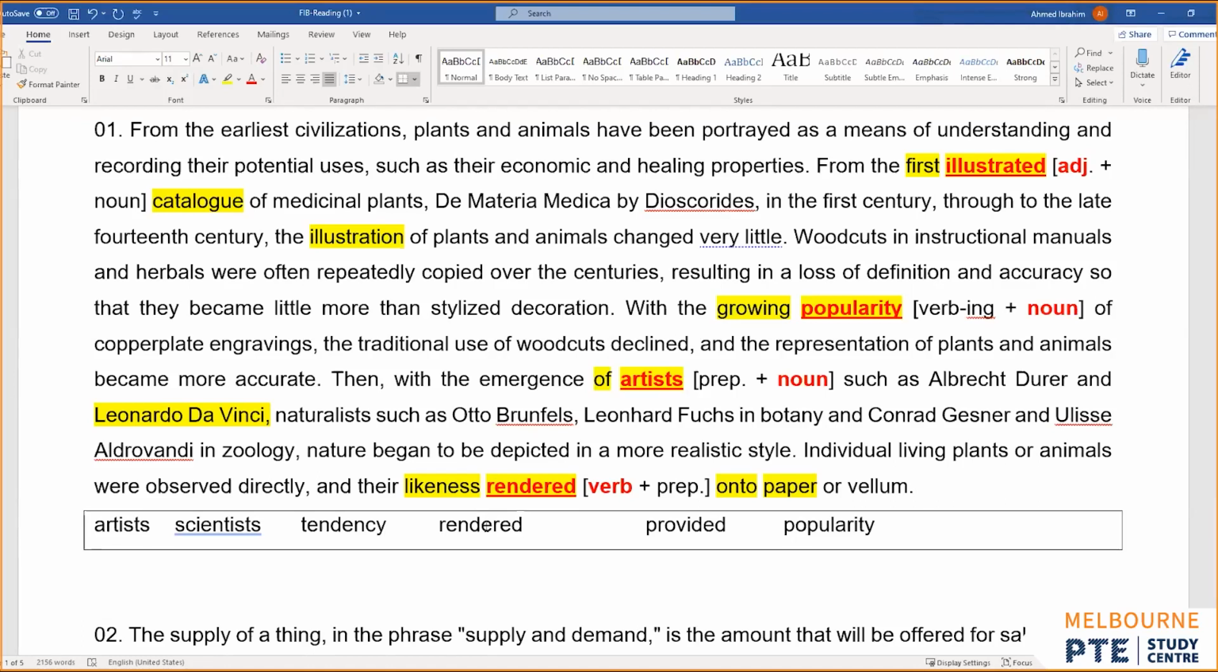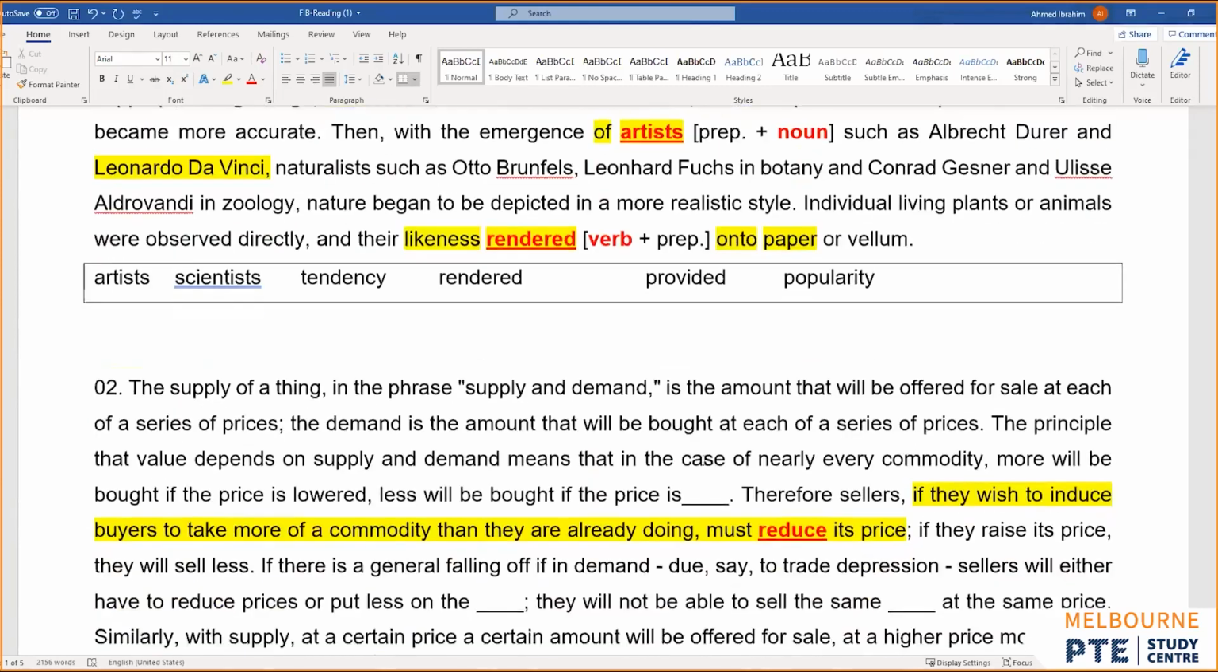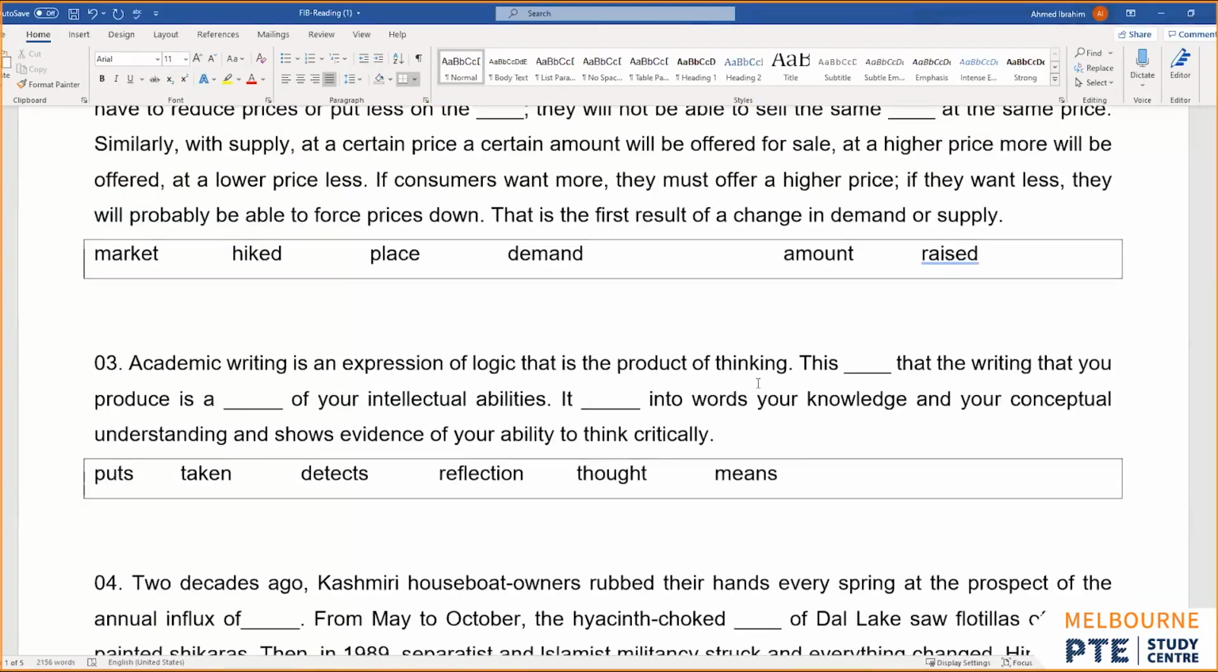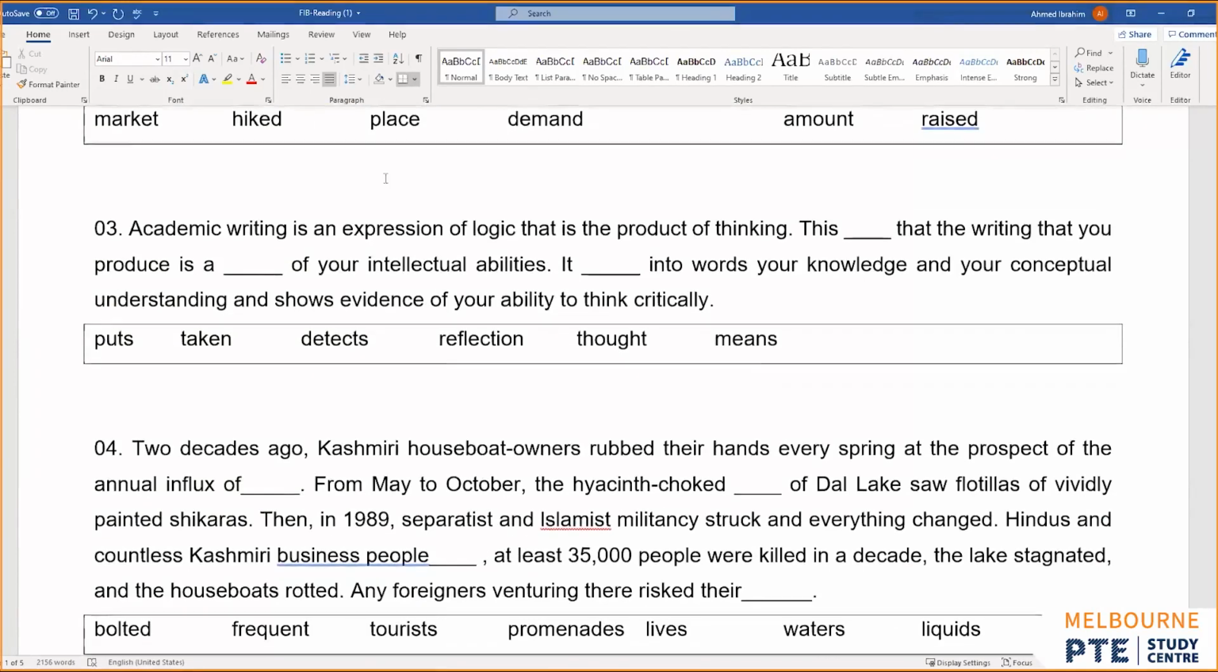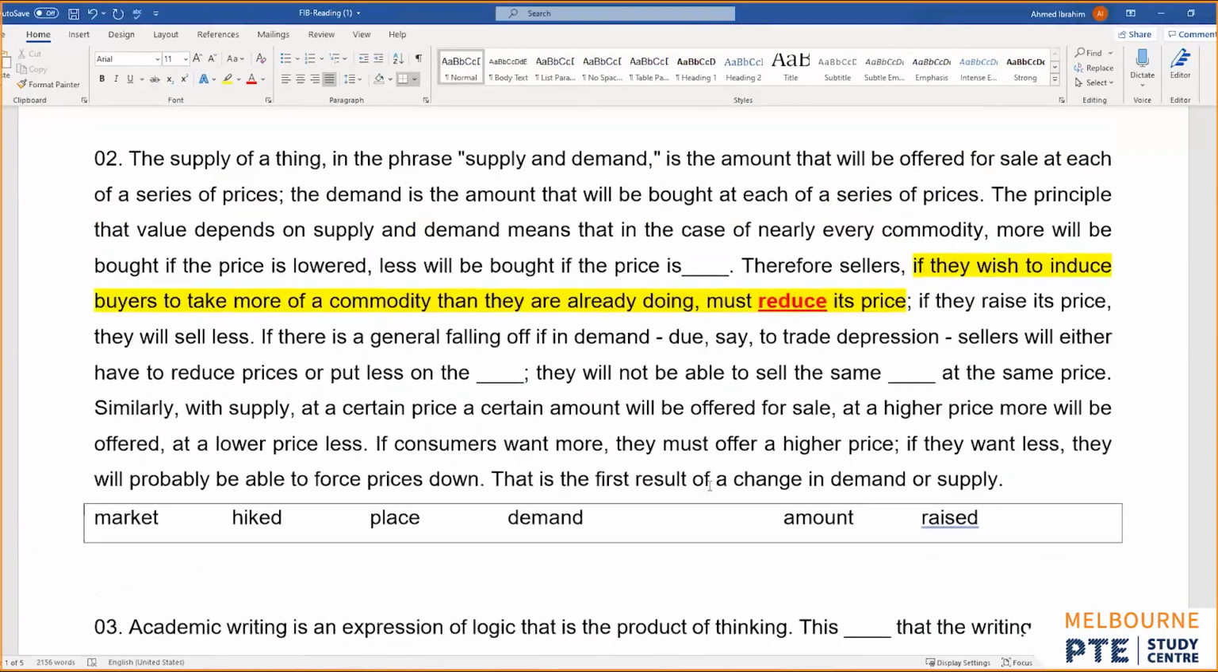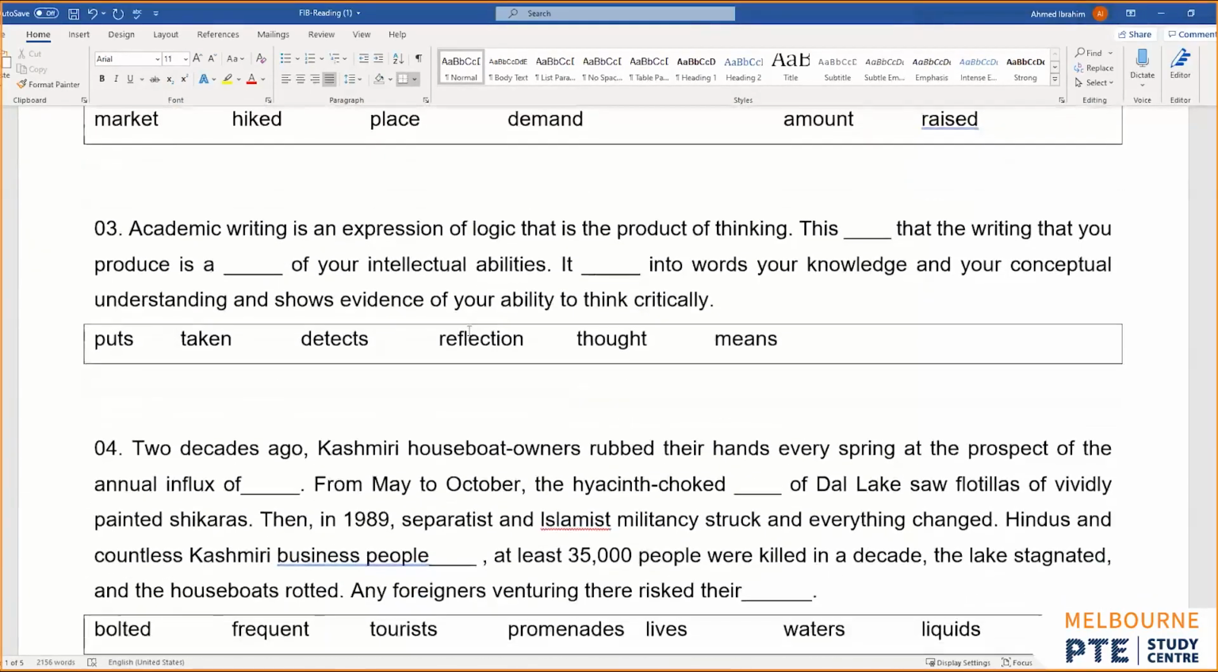Okay. All right. Now, moving on to the next question. This is an easy one. Let's do this one. Okay. Now go through this. Keep the rules in front of you as well. This is also an easy one, not very difficult.